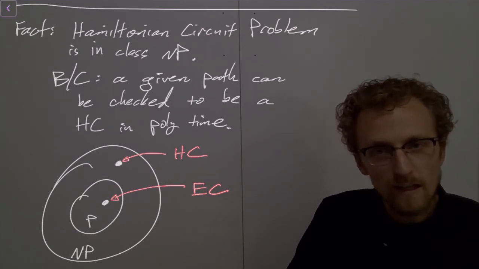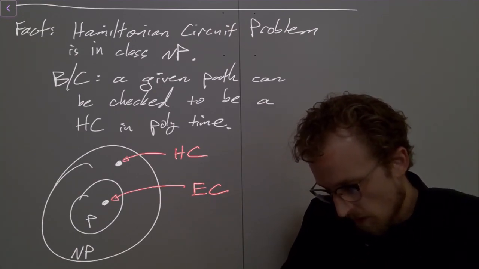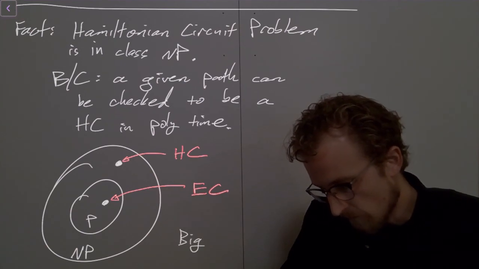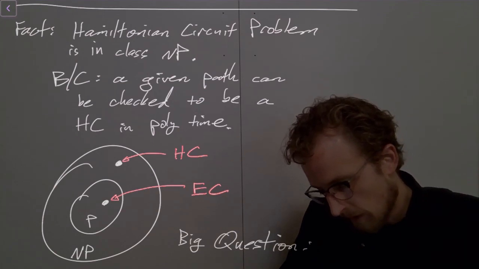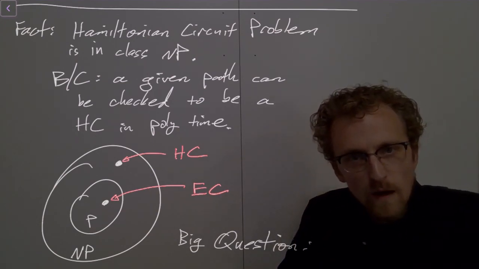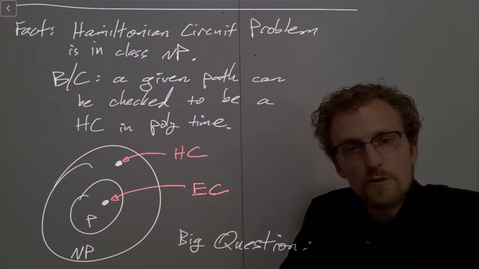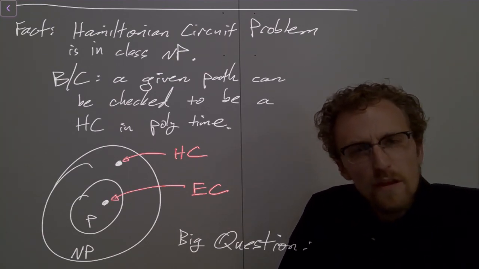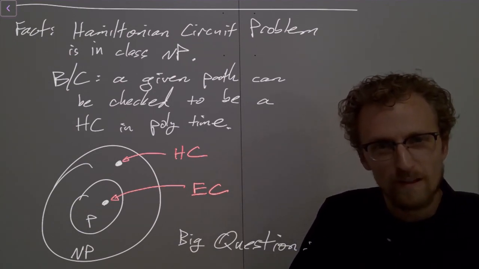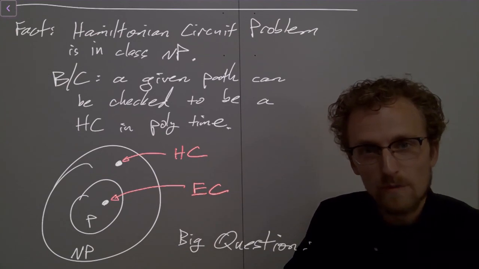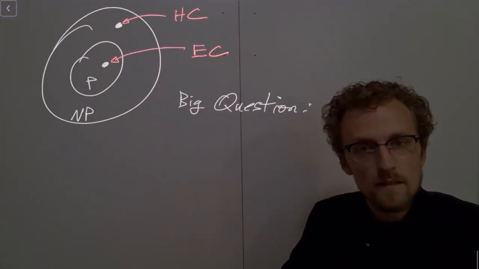The big question can be boiled down to this. And we're going to get into all the guts of this in the next set of videos. But the big question, which is technically unresolved, is do there exist problems in NP that are not in P? And Hamiltonian circuit is one example of a problem that we think probably is in NP but not in P. Well, I should phrase that differently. We think it is probably not in P, even though it is in NP. But technically speaking, this question is unresolved.